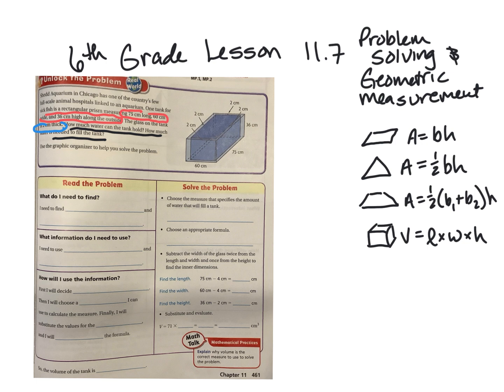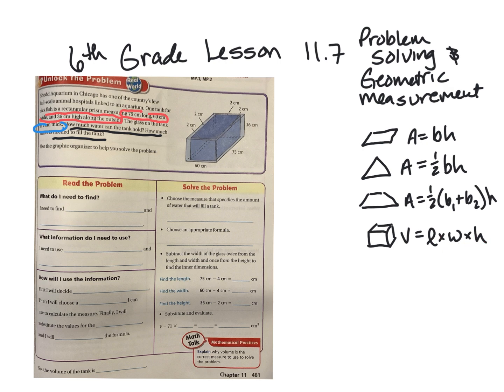All right. I've put our formulas over here that we've learned in our geometry so far: area of a parallelogram, base times height, including rectangles and squares; area of a triangle, 1/2 base times height; area of a trapezoid, 1/2 times base 1 plus base 2 times height; and volume of a rectangular prism, which we've been working on recently, is length times width times height. And we are looking for volume. Remember, volume is filling things up. So we are looking for volume on this one.